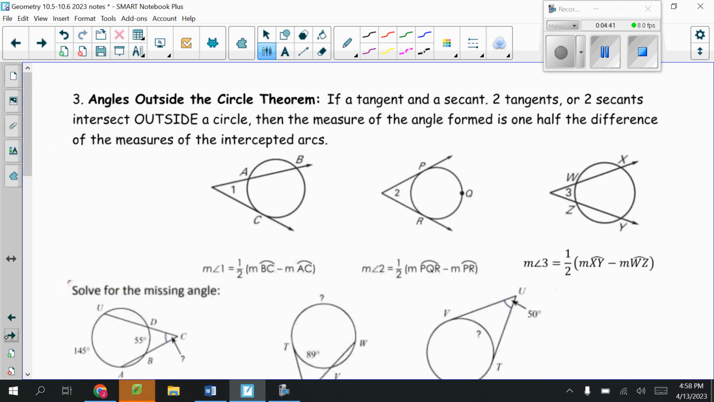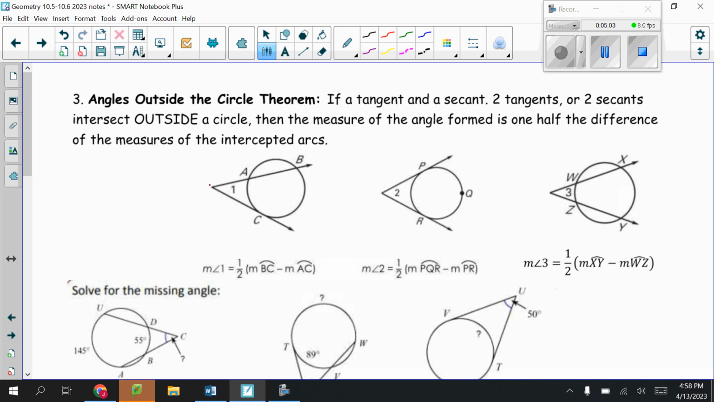Let's turn that page over. Now we're going to look at angles outside the circle theorem. If a tangent and a secant, 2 tangents or 2 secants, intersect outside of a circle, then the measure of the angle formed is 1/2 the difference of the measures of the intercepted arcs. So we have 3 different pictures, all the same formula.